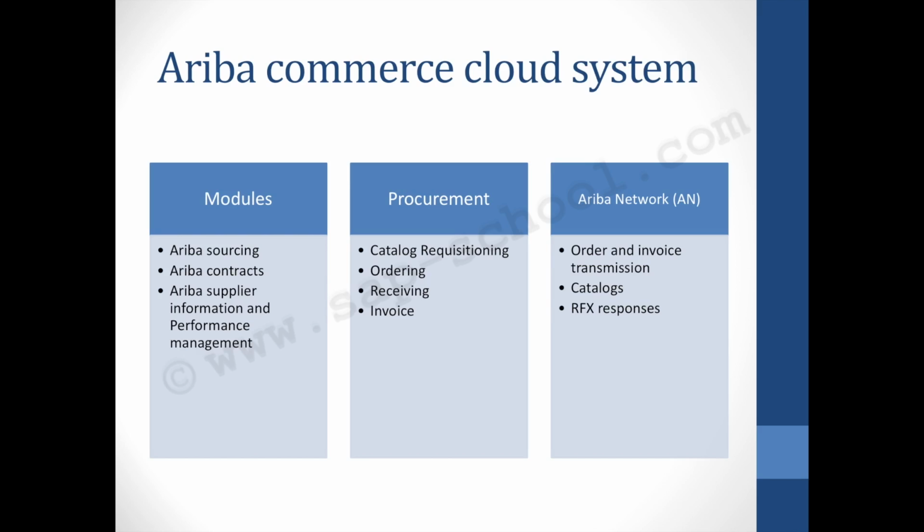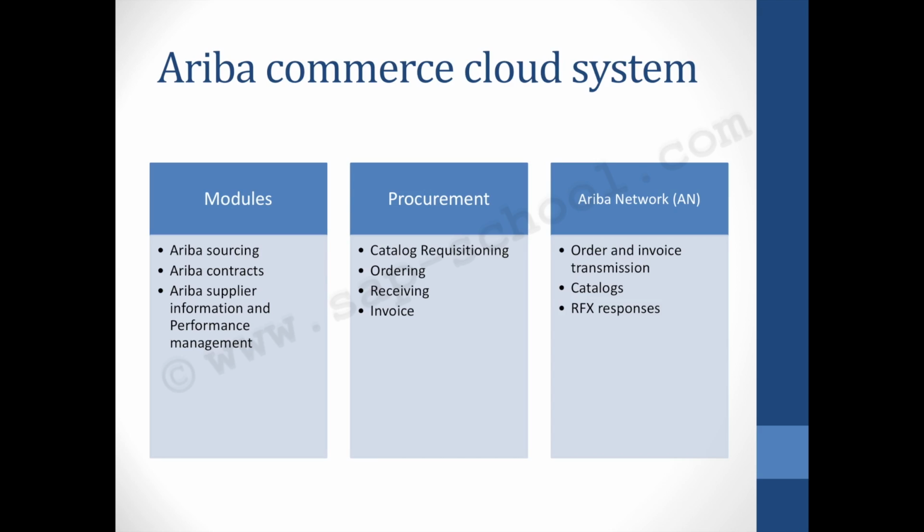Let's move ahead and see the Ariba Commerce Cloud System and what it comprises of. It has essentially three modules, which are the Ariba Sourcing, the Ariba Contracts, Supplier Information, and Performance Management. When we see the procurement, we see that there are different catalog, requisitioning, ordering, receiving, and invoice functionalities that are integrated as a part of the Ariba procurement solution.